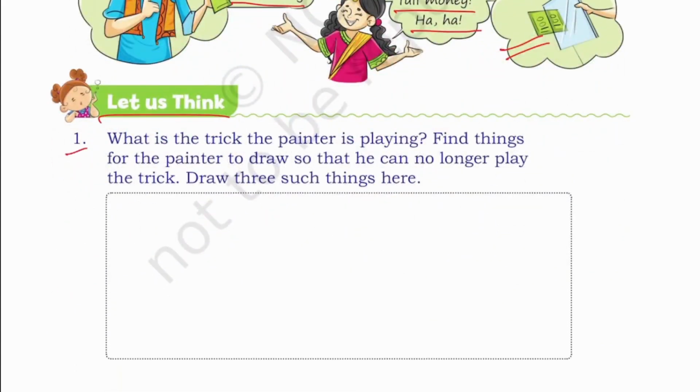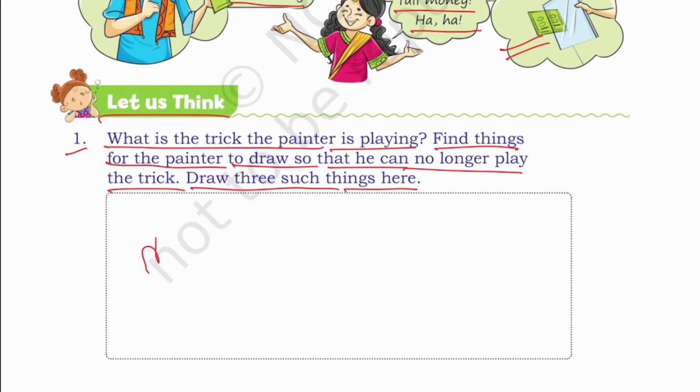Let us think. One, what is the trick the painter is playing? Find things for the painter to draw so that he can no longer play the trick. Draw three such things here. You can draw three such things so that the painter cannot draw them, like your palm, okay, your palm is quite different. Your palm is not symmetrical, you cannot make any line of symmetry.